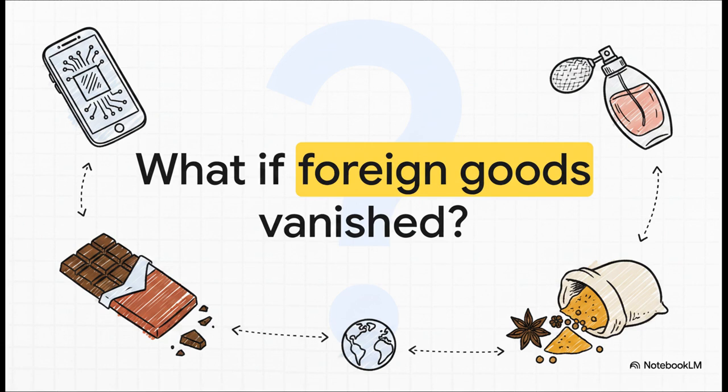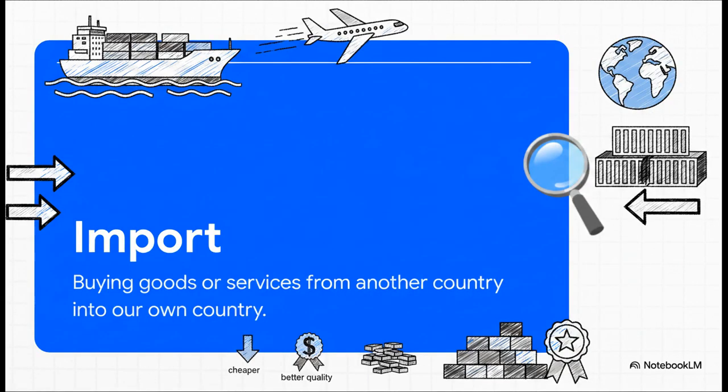It sounds like a pretty terrifying sci-fi movie, right? But it perfectly highlights the reality of our interconnected lives. We rely so heavily on the rest of the world for our daily comforts, and that reliance is entirely built on two very simple concepts: import and export. Let's lay our foundation first, starting with the demand side, which is importing. Fundamentally, an import is just bringing foreign goods or services into our domestic market.